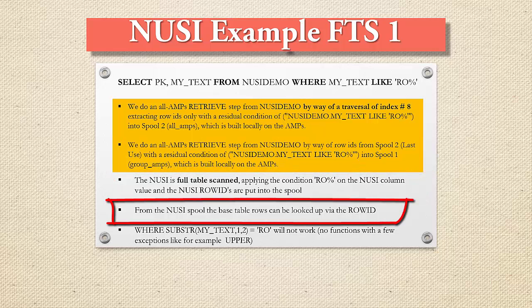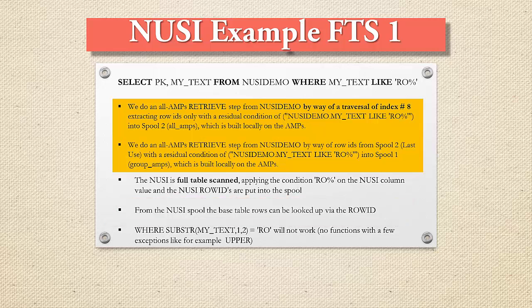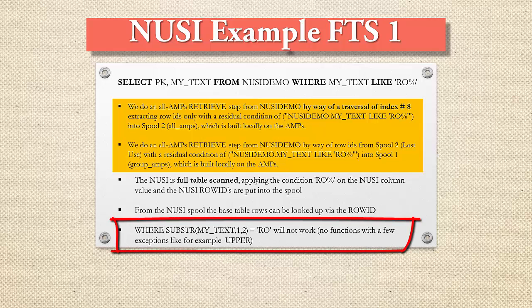As we are not done with simply having a look at my text, but we need PK, and PK is not part of the non-unique secondary index, we need to go back to the base table, having the row IDs that we are looking for from the index table, and take the information we need from the base table. Note that if we alter the where condition another time by making it a substring over my text equal to RO, the non-unique secondary index will not be used anymore, as it has been mentioned before that with only few exceptions, function-based lookups do not happen.